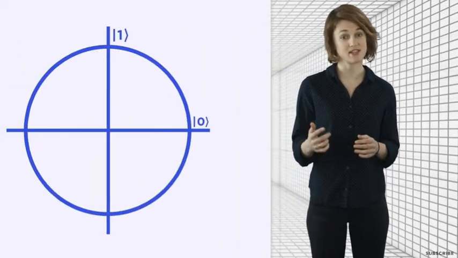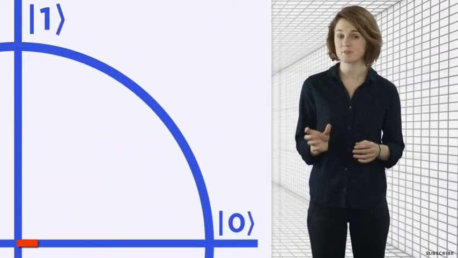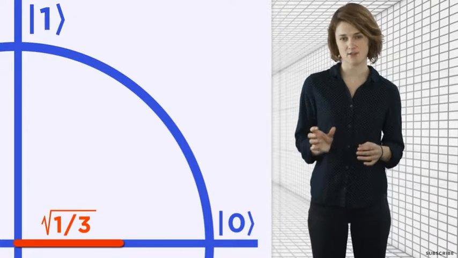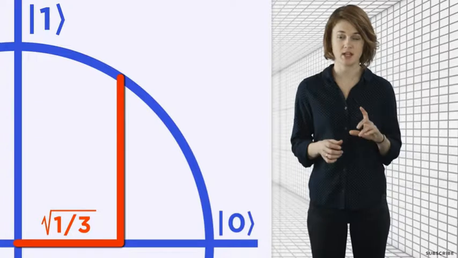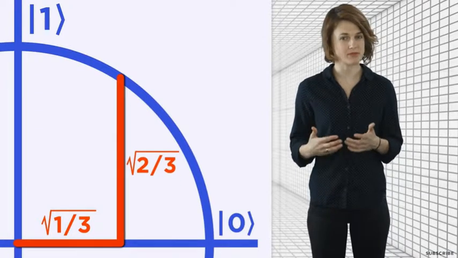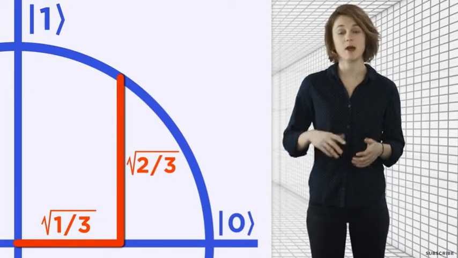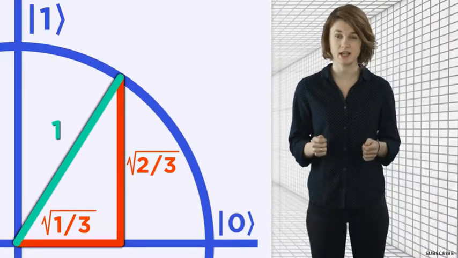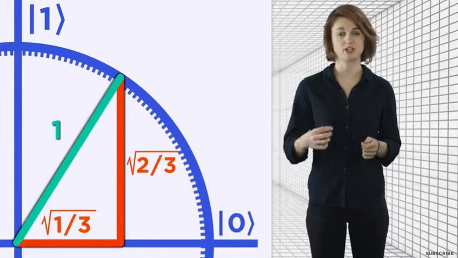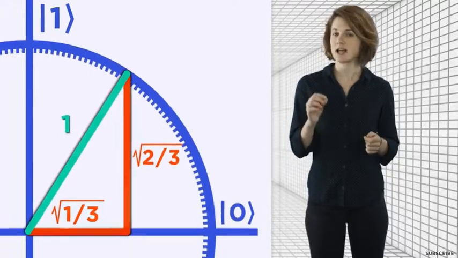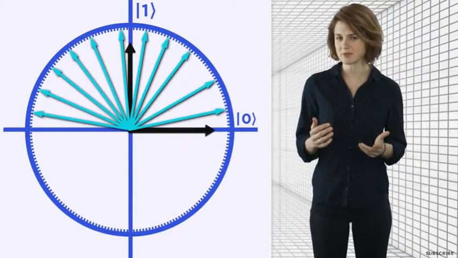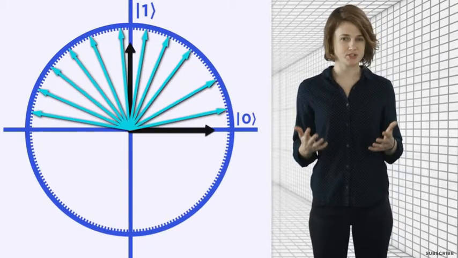We can visualize the vector on a circle like this. The horizontal component is the square root of the probability of being in state 0, and the vertical component is the square root of the probability of being in state 1. By the Pythagorean theorem, the length of the vector is 1. Each point on the unit circle is a quantum state. A classical computer can only point up or right, but a quantum computer uses much more of the circle.